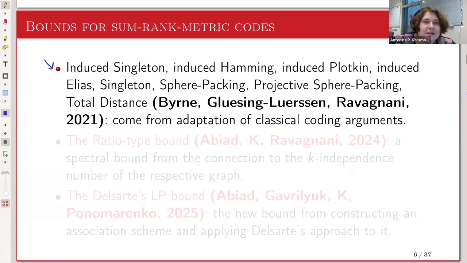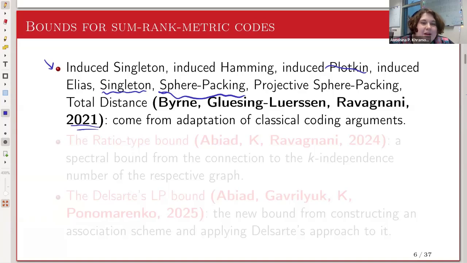There are several upper bounds on the size of the sum rank metric codes. At this point, I have 8 bounds. They all come from the same paper from 2021, and they mostly come from adapting classical coding arguments to sum rank metrics. So you can see that there are some mentions of Singleton, sphere packing argument, Plotkin, Hamming.